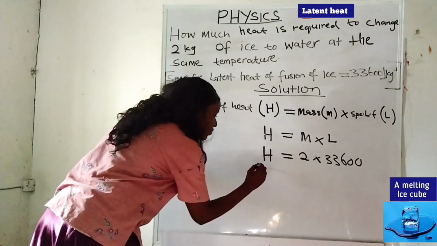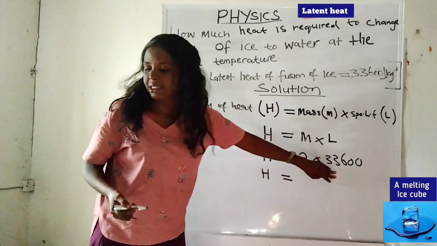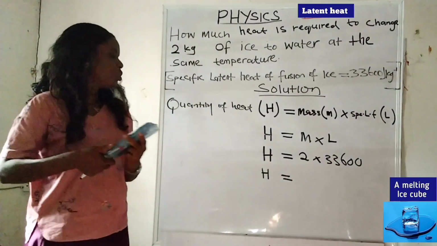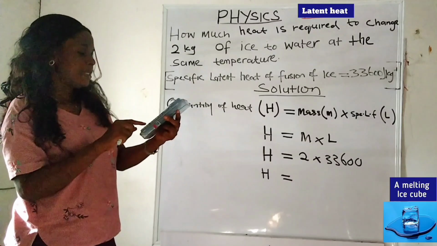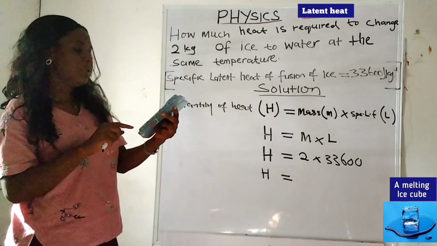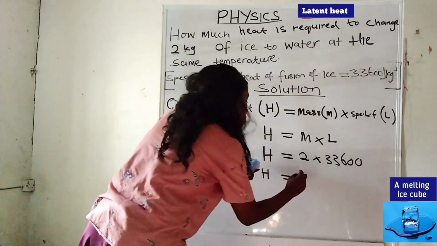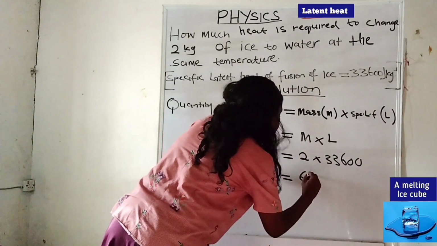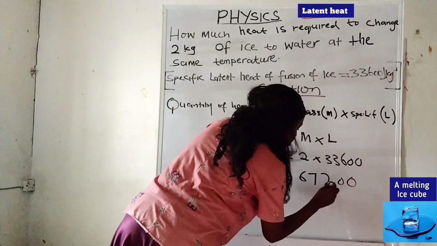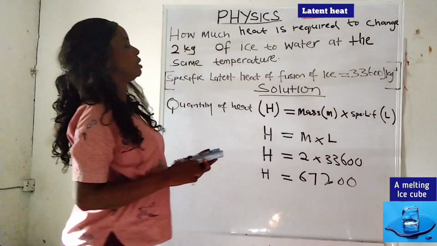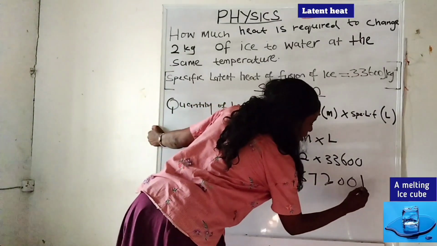Finally, we have our quantity of heat to be equal to what? Multiply this and this. 2 times 33600 will give me a quantity of heat equal to 67200 joule, because we're talking of heat. Heat is measured in joule.